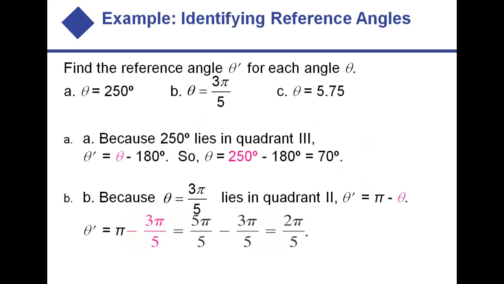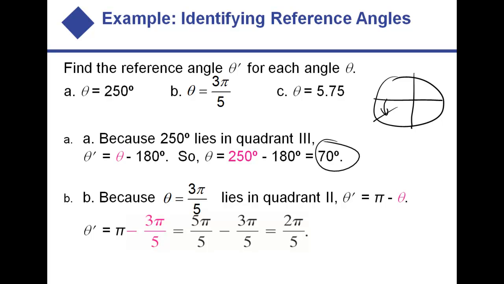Okay, here are some examples. If theta is 250, I always like to draw myself a picture and go, all right, if I'm at 250, I know this is 90, 180, 270. So 250 is somewhere in this quadrant. So if I want to find my reference angle, I know I'm looking for this distance, which is going to be 250 minus the 180. That is going to give me that leftover bit, and there's my answer of 70.